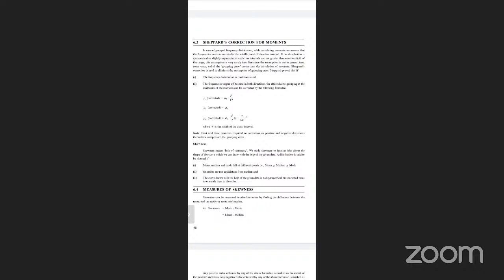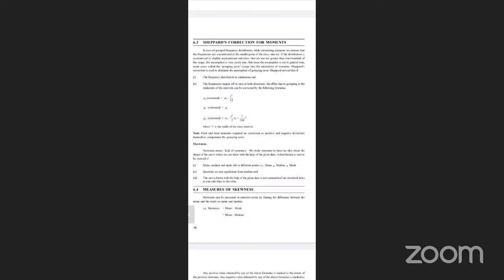Sheppard proved that if, number one, the frequency distribution is continuous, and number two, the frequencies taper to 0 in both directions, the effect due to grouping at the midpoints of the intervals can be corrected by the following formulas. Mu2 corrected equals mu2 uncorrected minus i square by 12. Mu3 corrected equals mu3 uncorrected, and mu4 corrected equals mu4 uncorrected minus i square by 2 into mu2 uncorrected plus 7 by 240 i to the power of 4, where i is the width of the class interval.